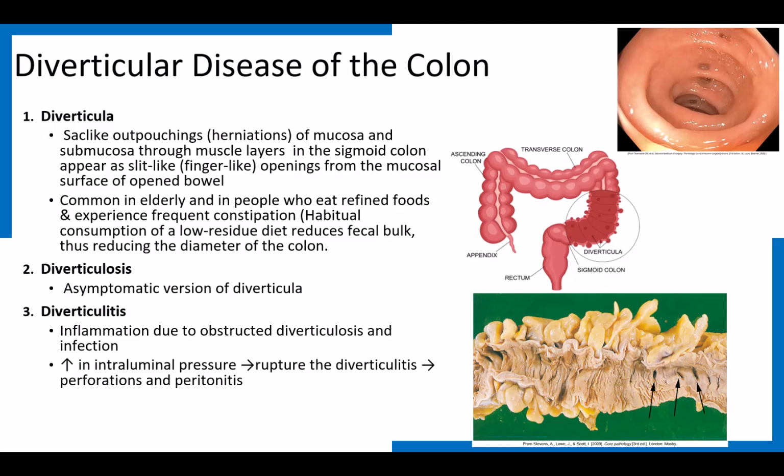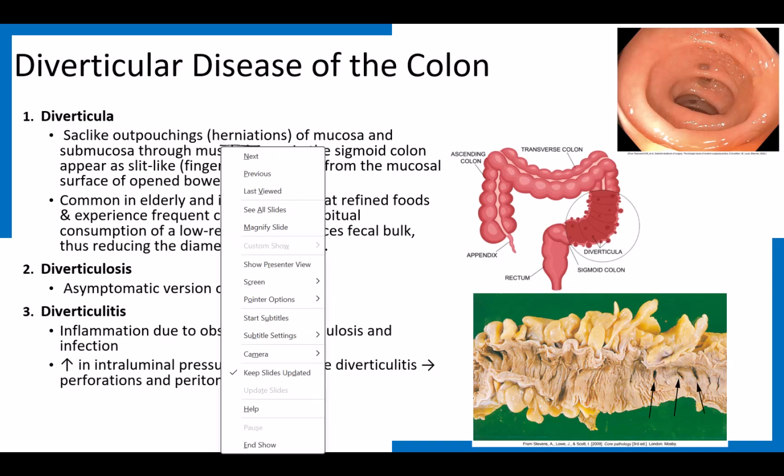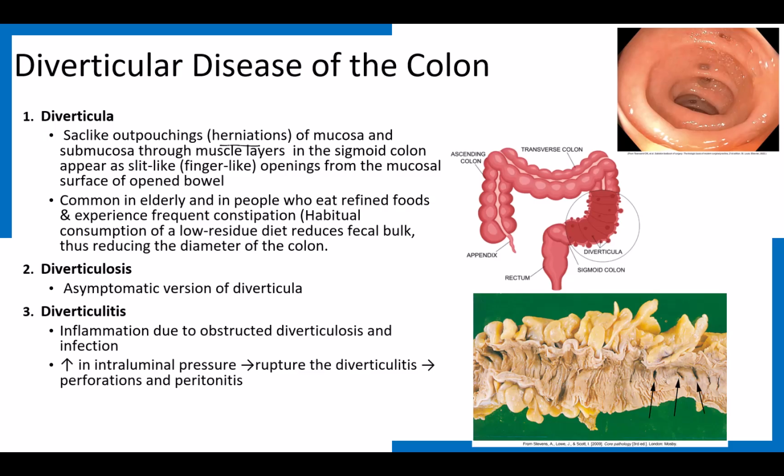The next condition is called diverticular disease of the colon. So again, it affects the distal part of the colon. And what diverticula are, they are outpouchings or herniations of the mucosa and submucosa through the muscle layers. So again, if you look at just a cross section of the layers of the digestive tract, you've got the mucosa over here, you've got the submucosa over here, and then you've got the muscular layer.